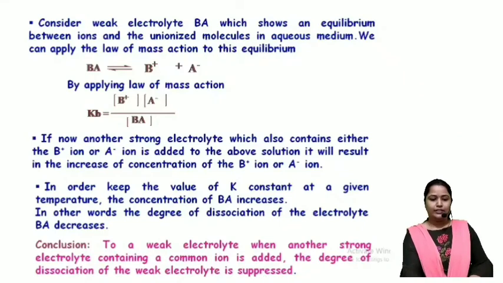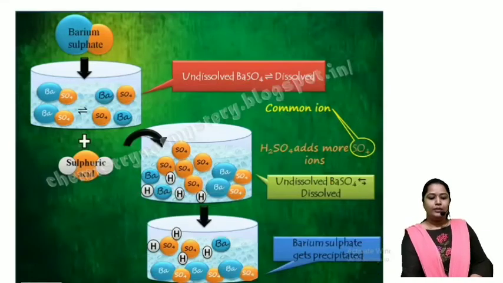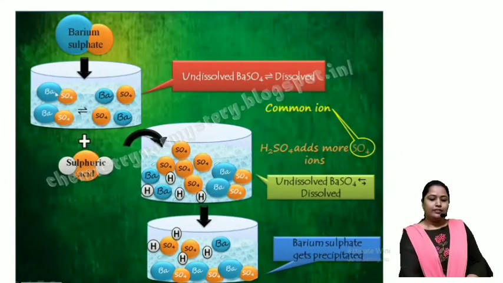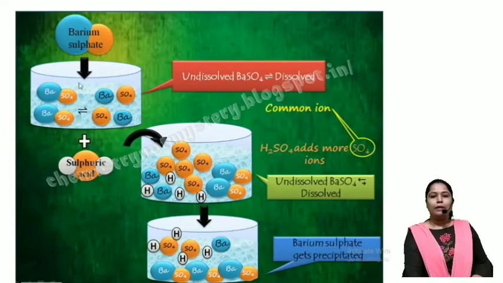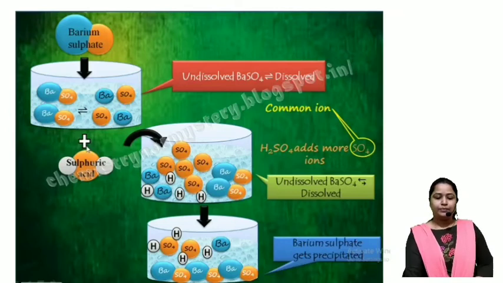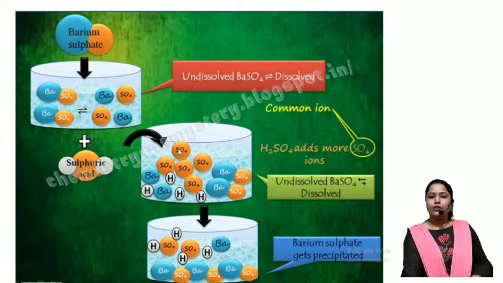Let's see another example. Here the beaker contains a solution of barium sulfate. Barium sulfate is a weak electrolyte. It dissociates partially to form Ba2+ and SO4 2-. There is an equilibrium between the unionized molecules of barium sulfate and its ions. When in that solution we add sulfuric acid, sulfuric acid and barium sulfate both contain the sulfate ion in common. Therefore, there is an increase in the concentration of sulfate ion in that solution.